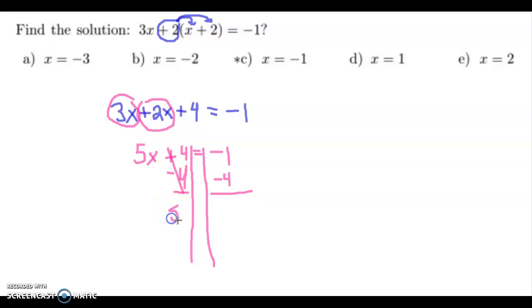I'm left with 5x. And on the right side, I have 1 negative here and 4 more negatives, so I have a total of 5 negatives. And you can use your calculator for that if you need.